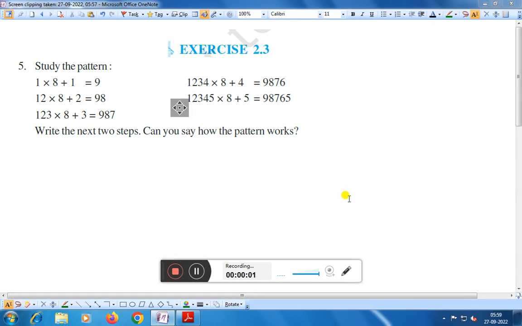Hello friends, today we shall discuss exercise 2.3 question number 5.